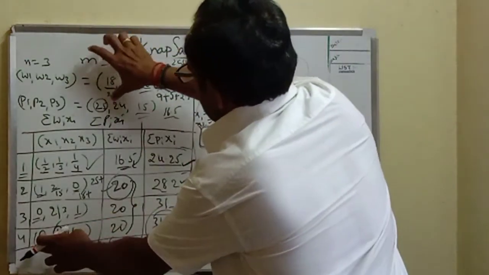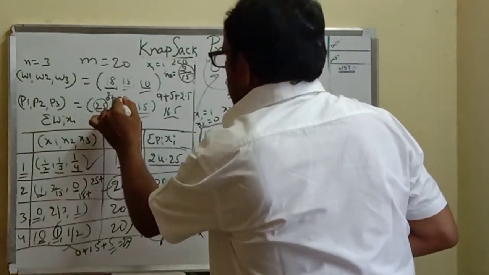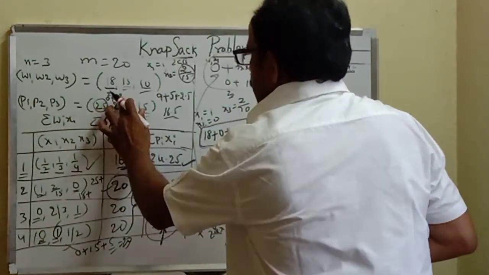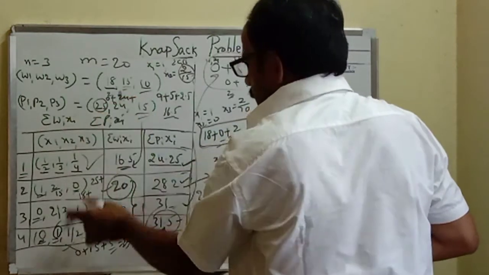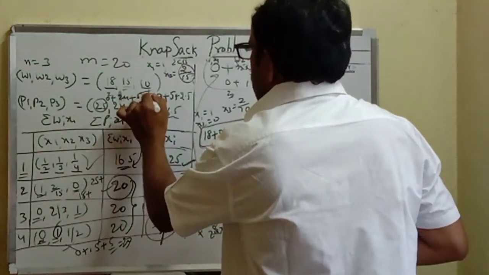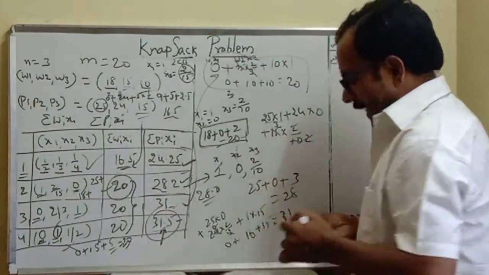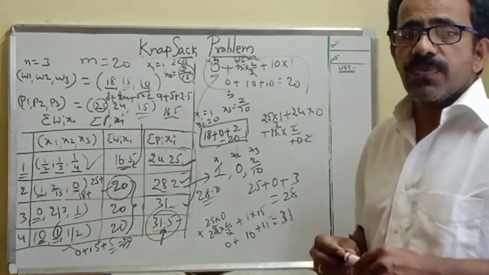The first item omitted completely, so this becomes 0. Plus the second item completely considered, this is 1, which means 24 units I get. Whatever the third item, half of the portion I extracted, then 15 into 1 by 2, which is 7.5. So 24 plus 7.5, how much? 31.5. So like this we can construct the solution.